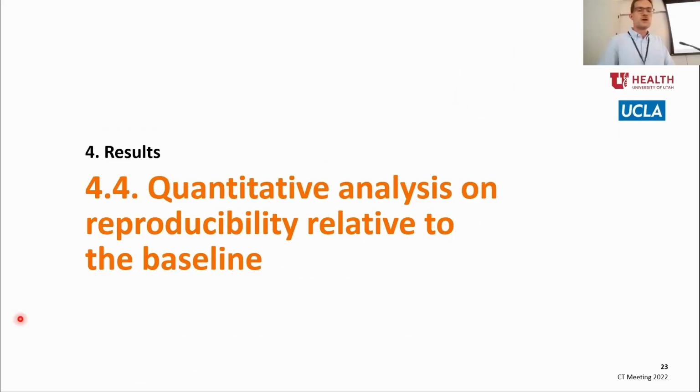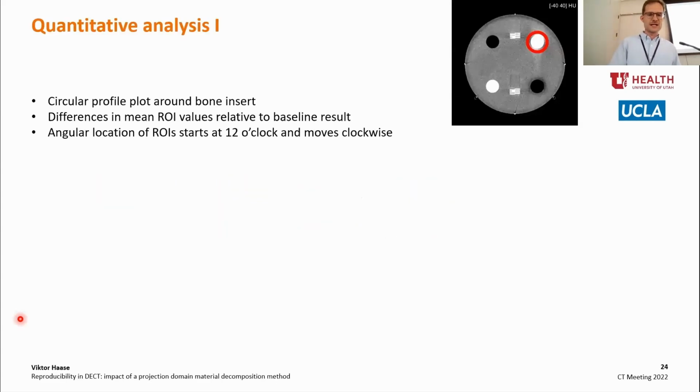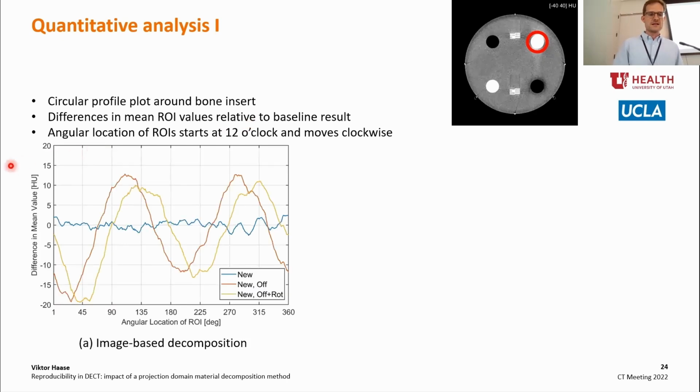Okay, one more analysis quantitatively. This is now a bit complicated. So what did we do? We have here the bone insert, and we selected 360 very small ROIs around this bone insert. And then we calculated mean values within those ROIs to create a profile plot around this bone insert. This is the plot here, but we don't show the mean values. We show the differences towards the baseline results because it's about reproducibility here in our study.